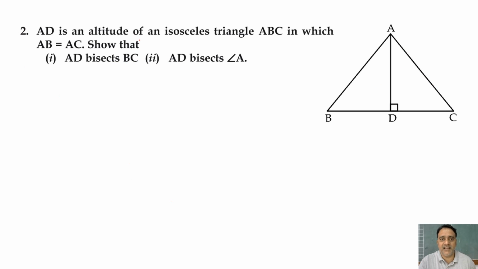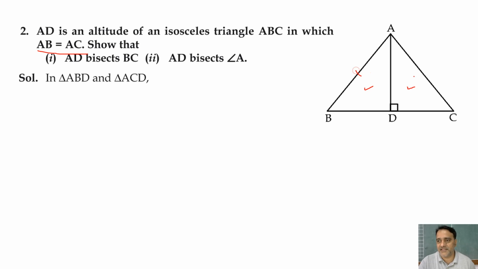AD is an altitude of an isosceles triangle ABC in which AB is equal to AC. Show that AD bisects BC and AD bisects angle A also. तो हम लोग को पहले तो ये प्रूफ करना पड़ेगा दोनों ट्रायंगल्स कॉन्ग्रुएंट है. So let us take these two triangles.